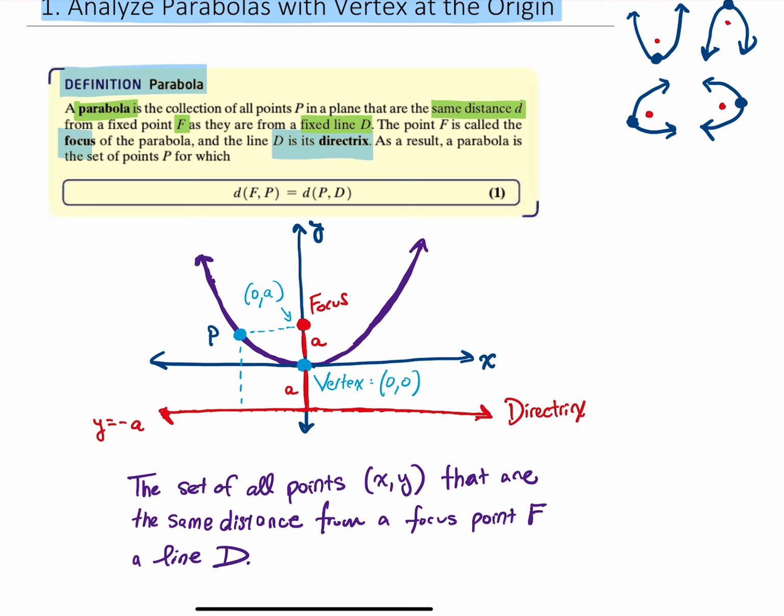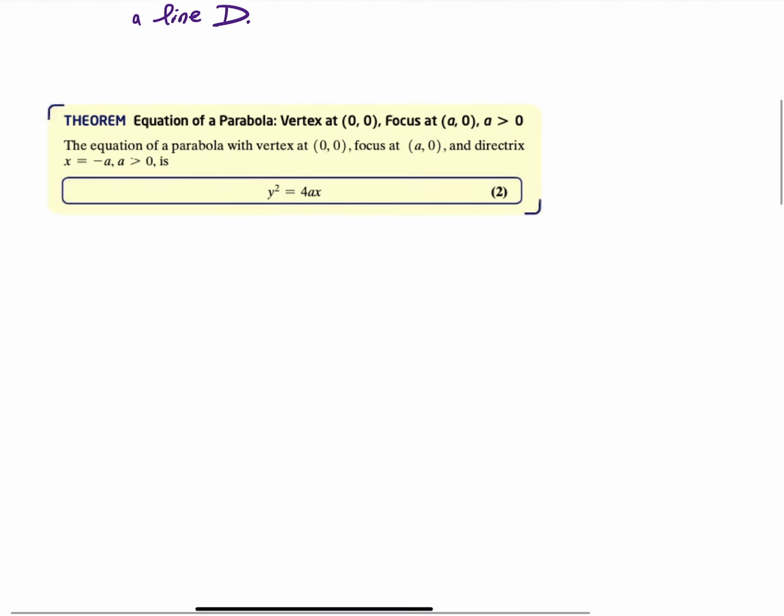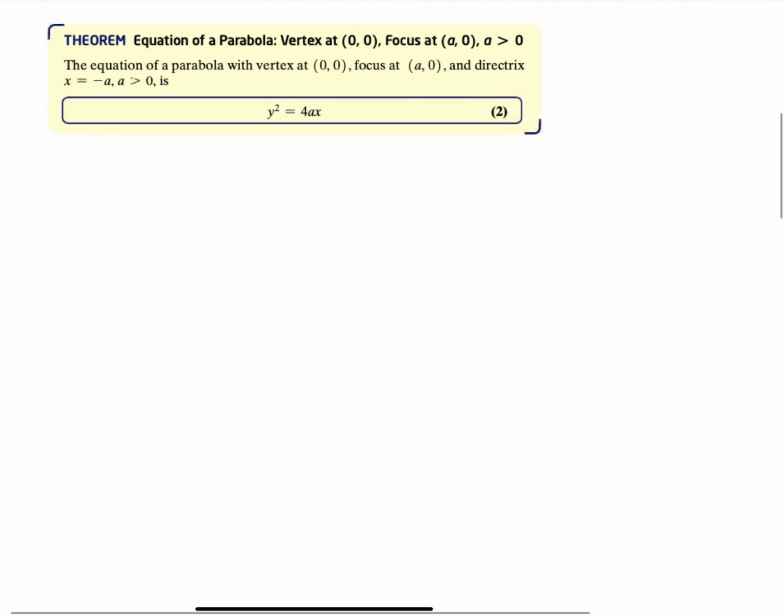So we still need an equation though. We still need a written form. And the equation will be different depending on the orientation of our parabola, if it's opening up or down or to the left or to the right. So let's try to build an equation.